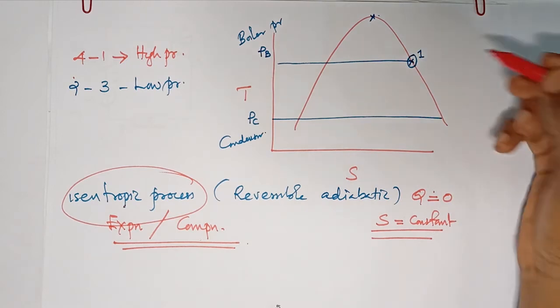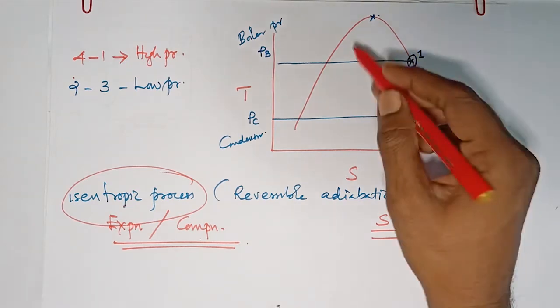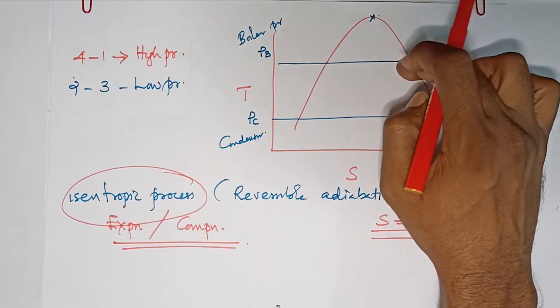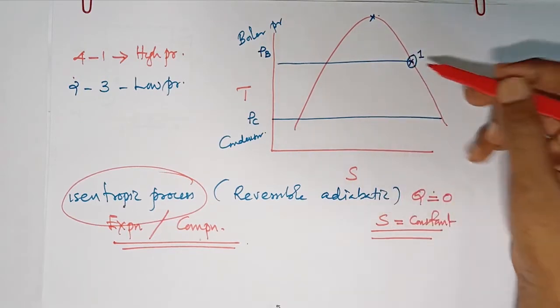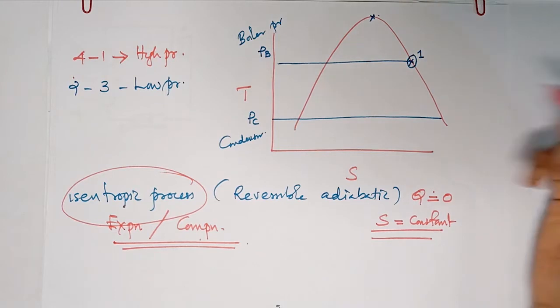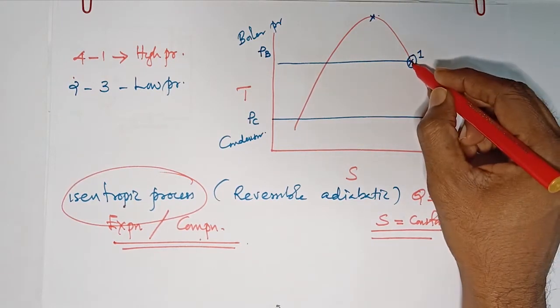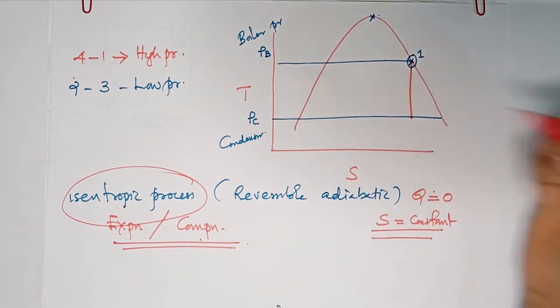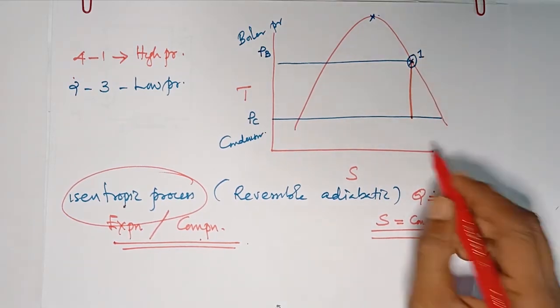So now we know, let us see that this steam is expanding from high pressure to low pressure. Steam is expanding from high pressure to low pressure. So let us see from 1 to 2. This is 1 to 2. Why is this a vertical line?